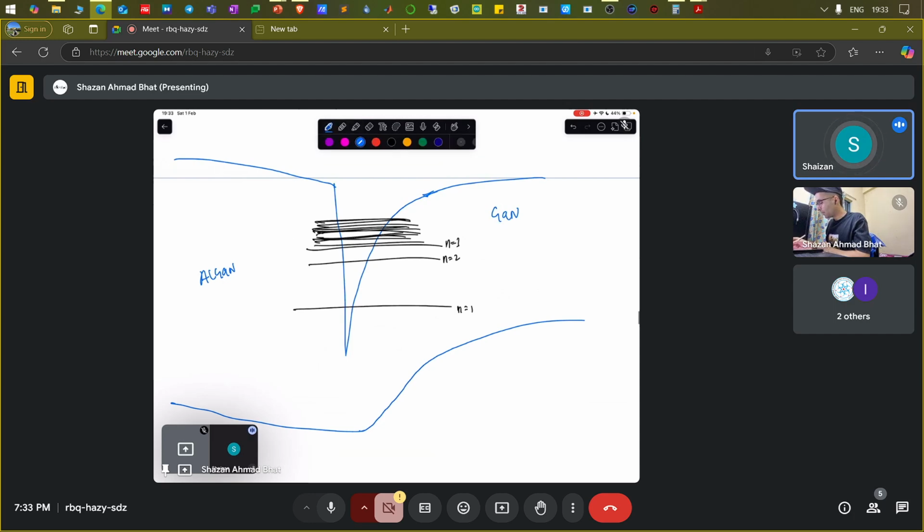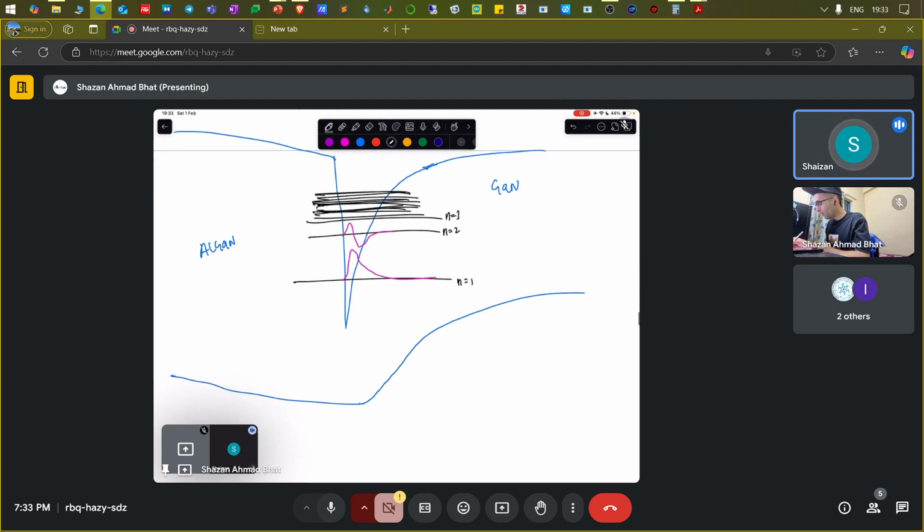And the wave functions now look something like this. You see that the center of this wave function, the center of n equals 1, is not exactly at the interface. It is away from the interface by a few nanometers.